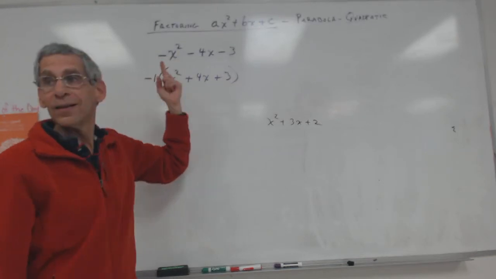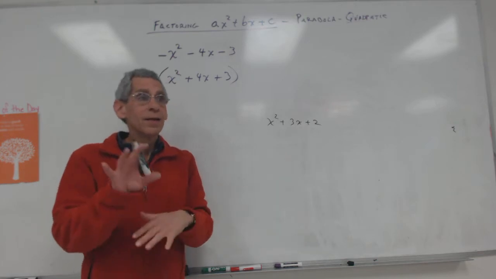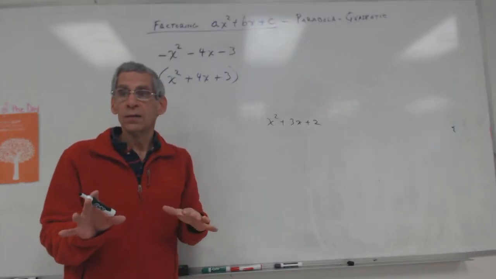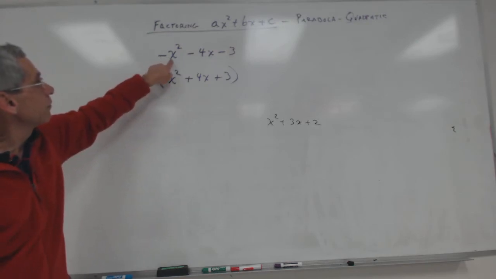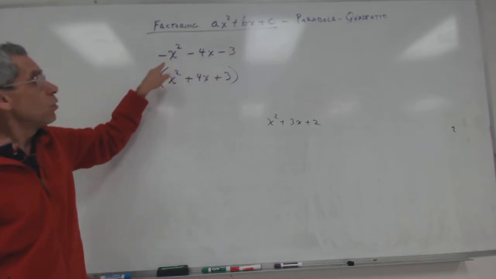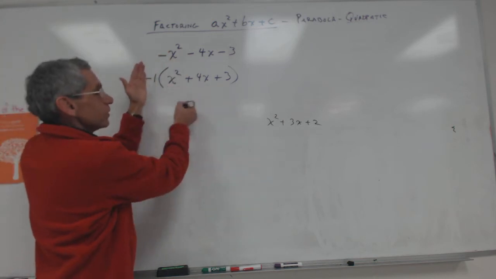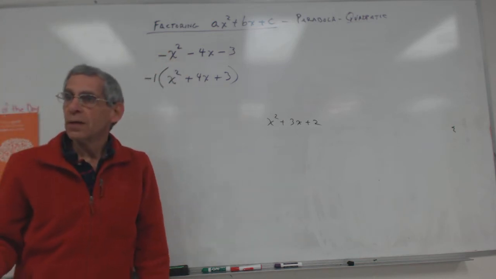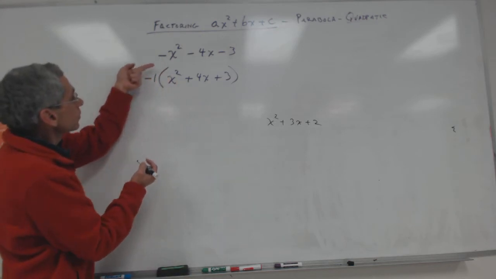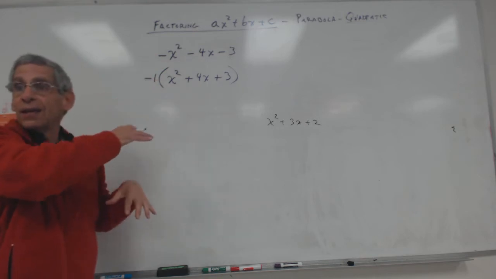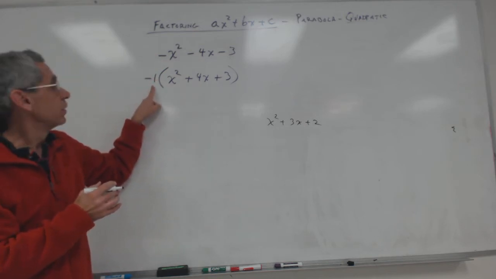Now, when a is not 1, suddenly things get a little confusing. So first I want to deal with negatives. If you've got a negative in front of an x squared, you don't want to try to factor it immediately with your parentheses. You want to get rid of that negative. To do that, you factor the negative out. So all I'm doing is factoring a negative 1 out.